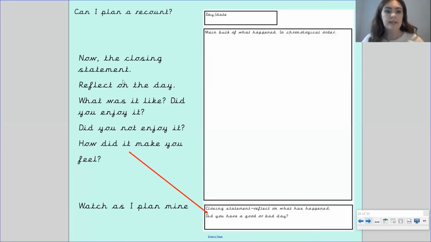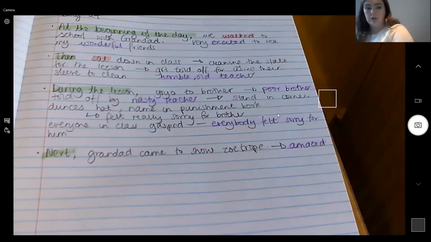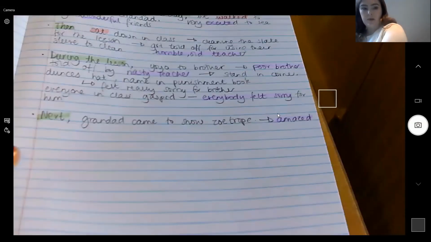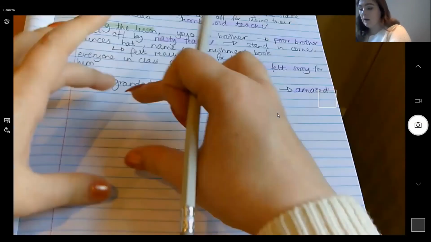Okay, so now the closing statement. I want you to reflect on the day. What was it like? Did you enjoy it? Did you not enjoy it? How did it make you feel? And maybe you can include something that you're looking forward to in upcoming days as well. So if we go back to my book, so I'm going to just move it to the very bottom because I know it's the very last bit and you guys would have had more planning in this part.